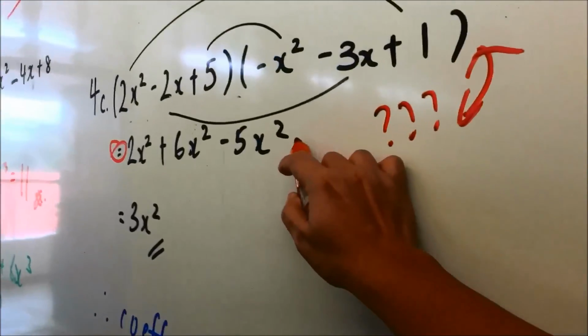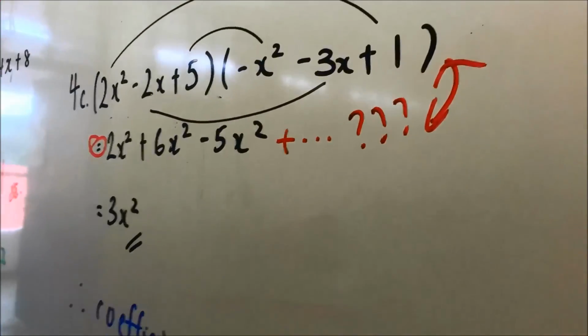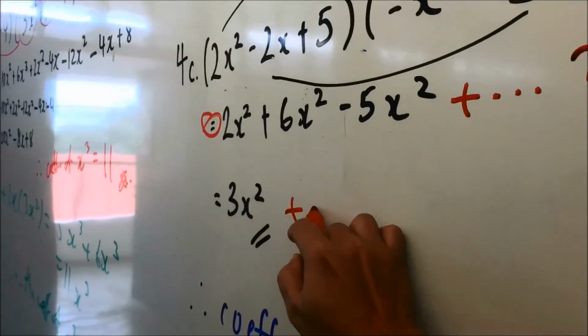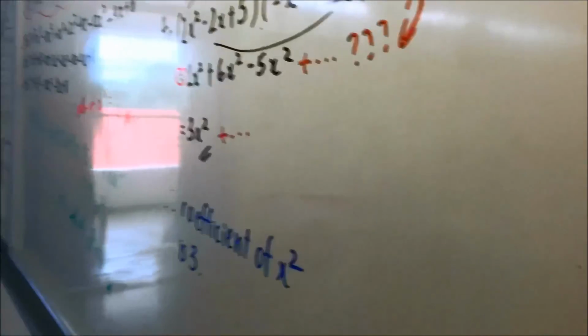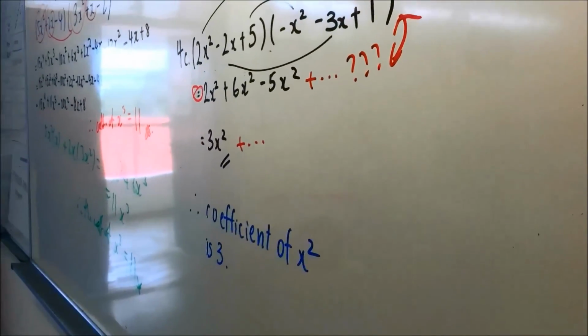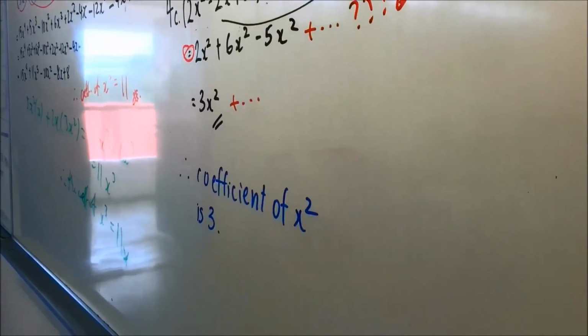So what must you do? The trick is to put plus dot dot dot, then plus dot dot dot. So you know that there are other terms around, but you're not interested in them. Therefore, the coefficient of x squared is 3.